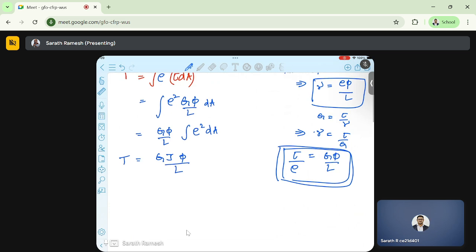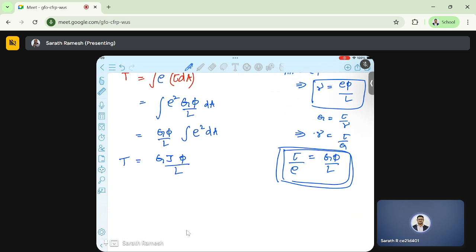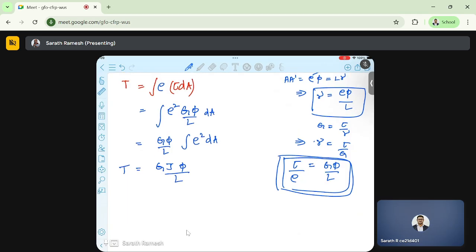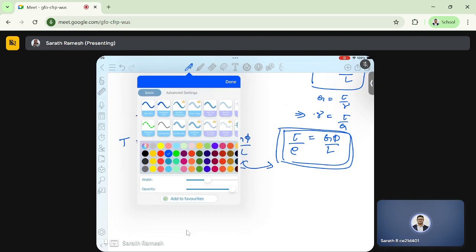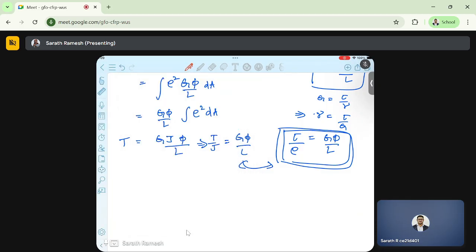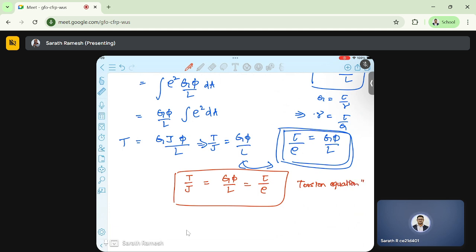This phi we call the angle of twist. Again, if I want to extend this, we can write T by J equal to G phi by L. And from these two, we can connect the torsion equation, that is T by J equal to G phi by L equal to tau by rho. This is the torsion equation. So we'll quickly solve some problems based on this equation.